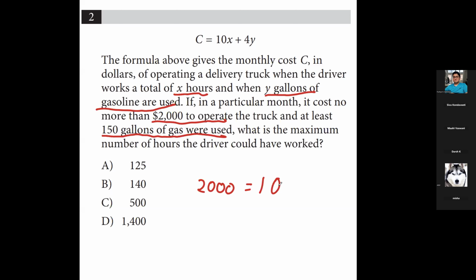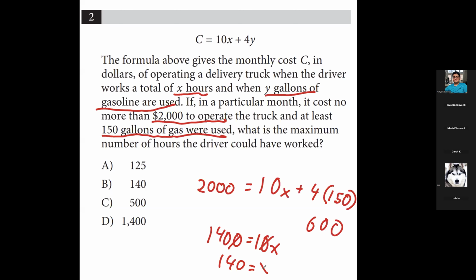So 10X plus 4 times 150. 4 times 150 is 600. 2000 minus 600 is 1400 equals 10x. Divide both sides by 10, and that gets us 140 equals x. So the correct answer is answer choice B.